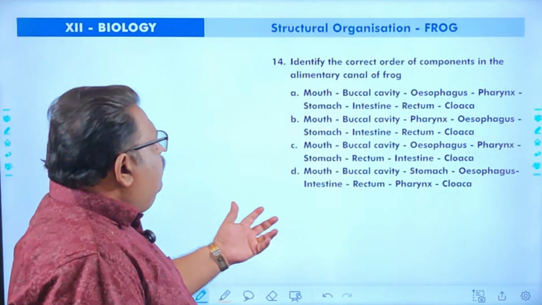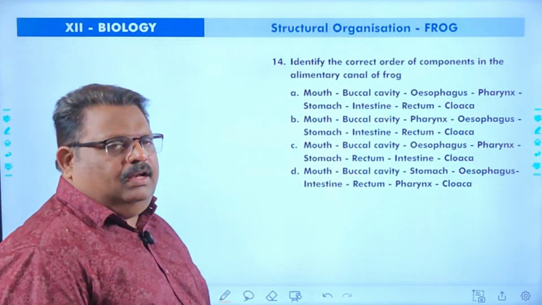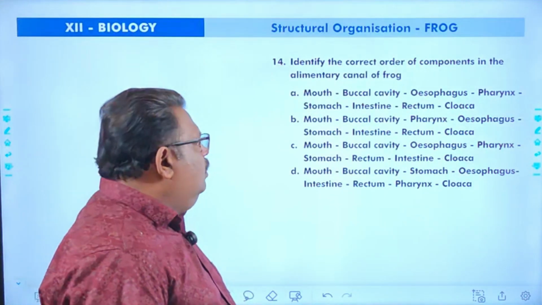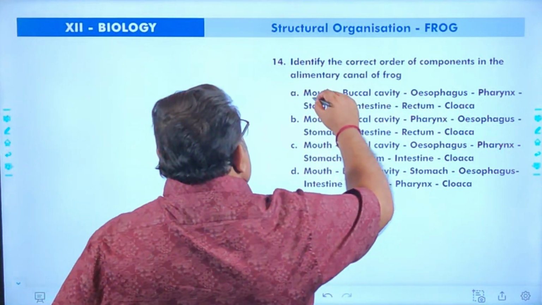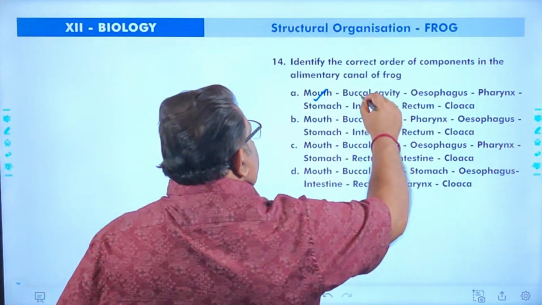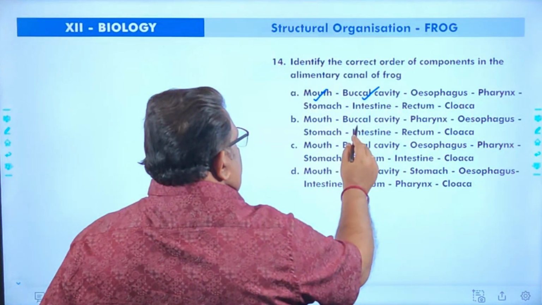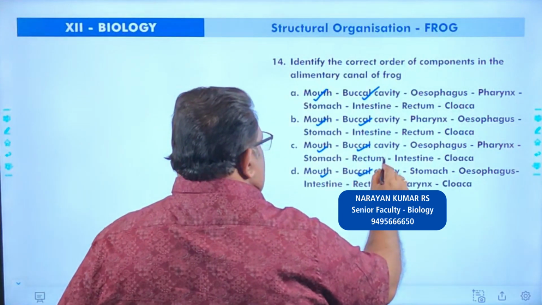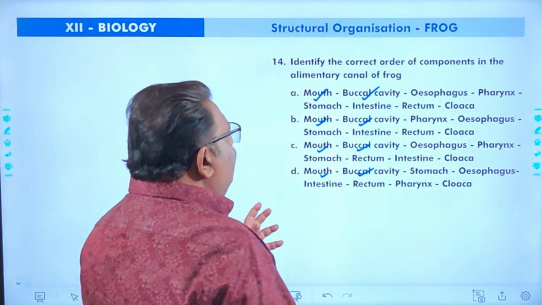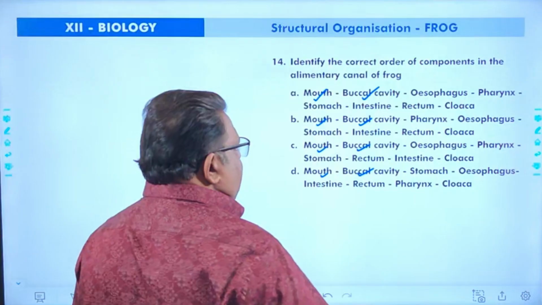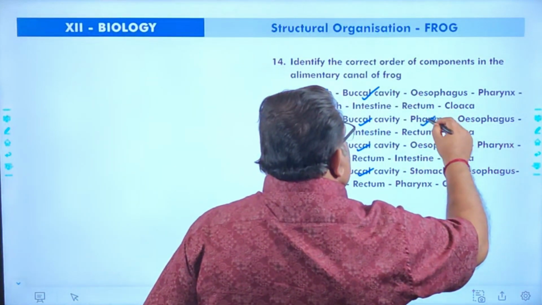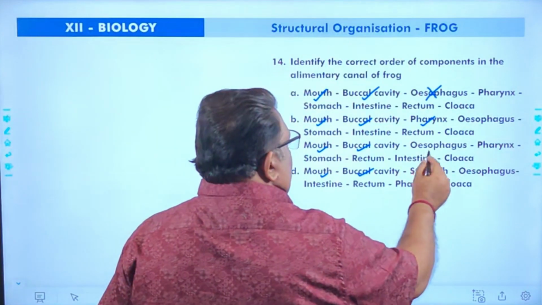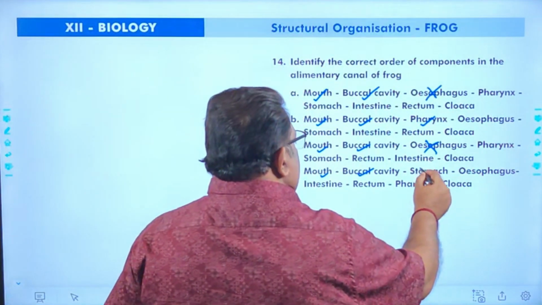The next question regards the sequence of regions of the alimentary canal. Identify the correct order of components in the alimentary canal of frog. It always starts with the mouth. Mouth opens into buccal cavity. Buccal cavity opens into pharynx. So here esophagus, here stomach.